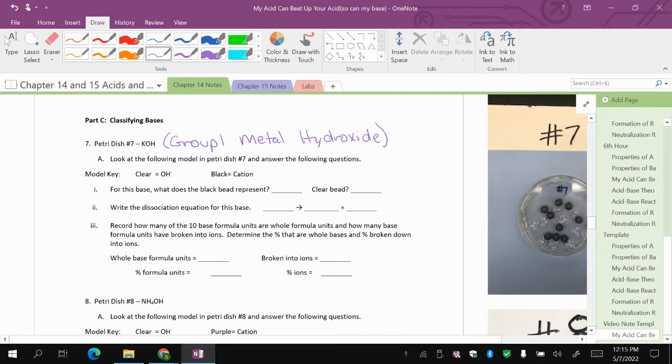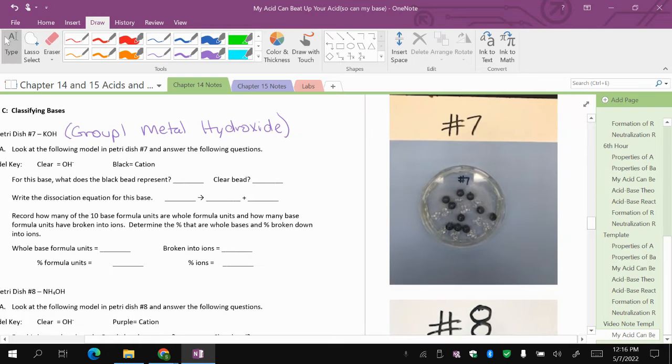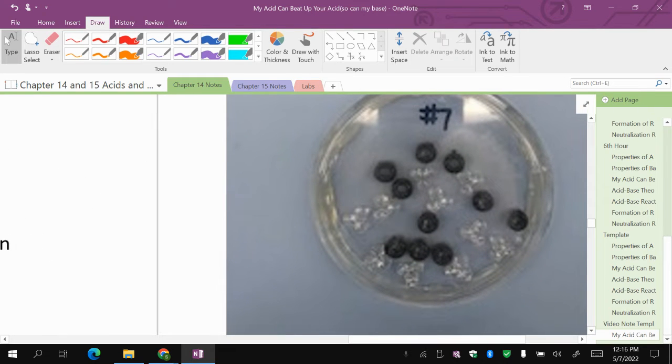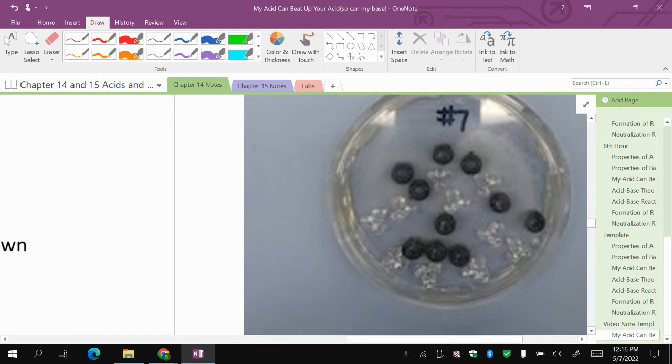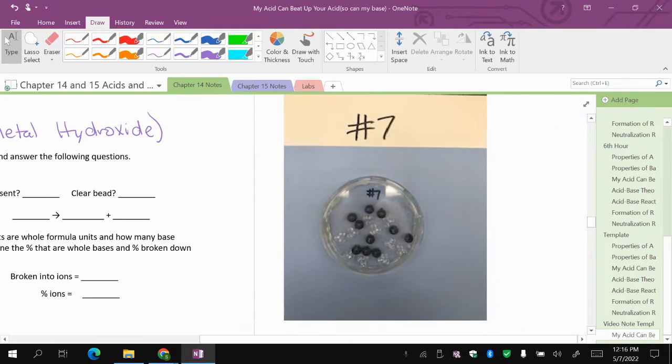And so for these two models we're going to look at today, the clear decorative beads are the hydroxide ions. And for this first model, Petri dish 7, the black bead is the cation. So we're going to look at this for just a minute. And so if you notice, none of them are connected in this example. And so the clear bead here represents hydroxide, and in this example, the black bead represents potassium.